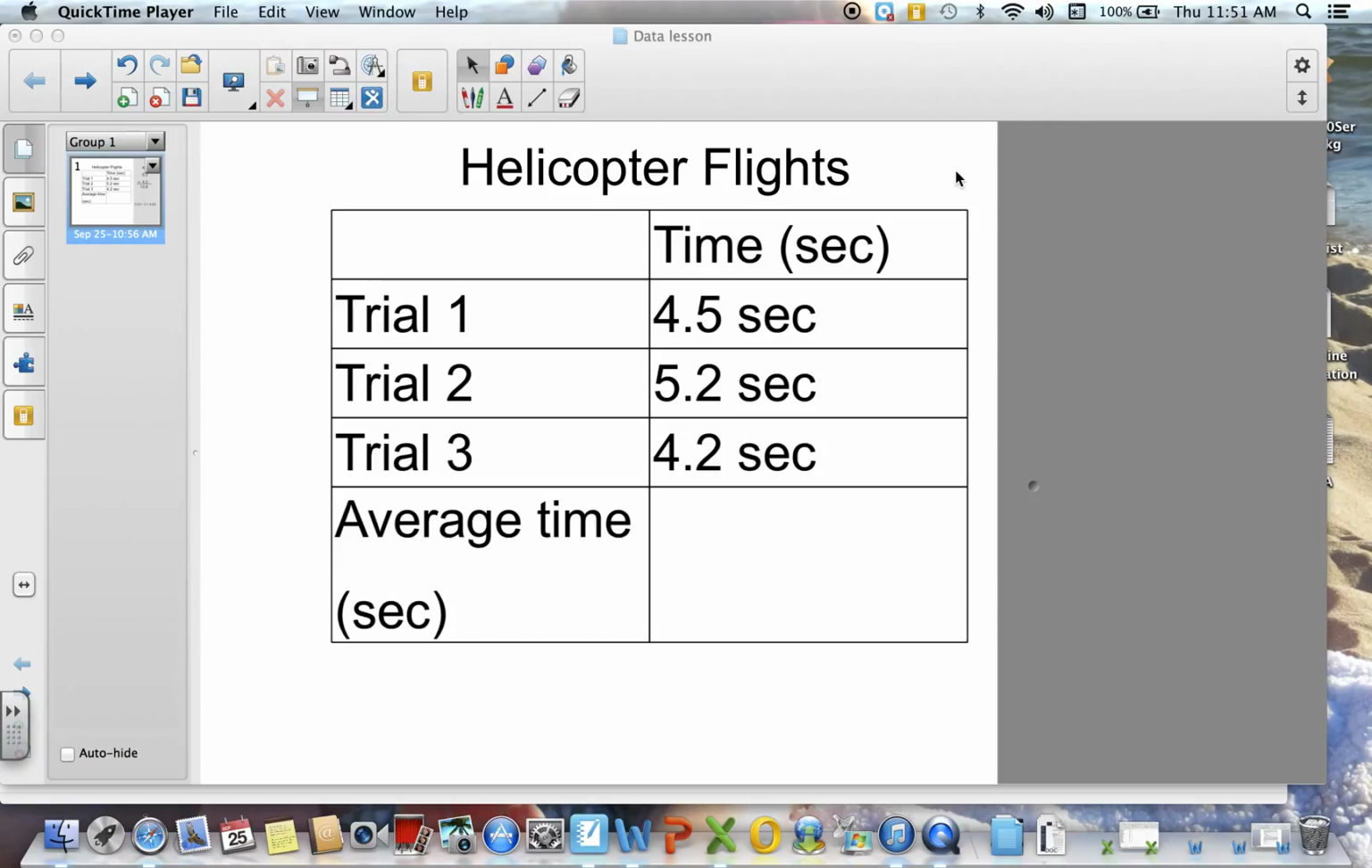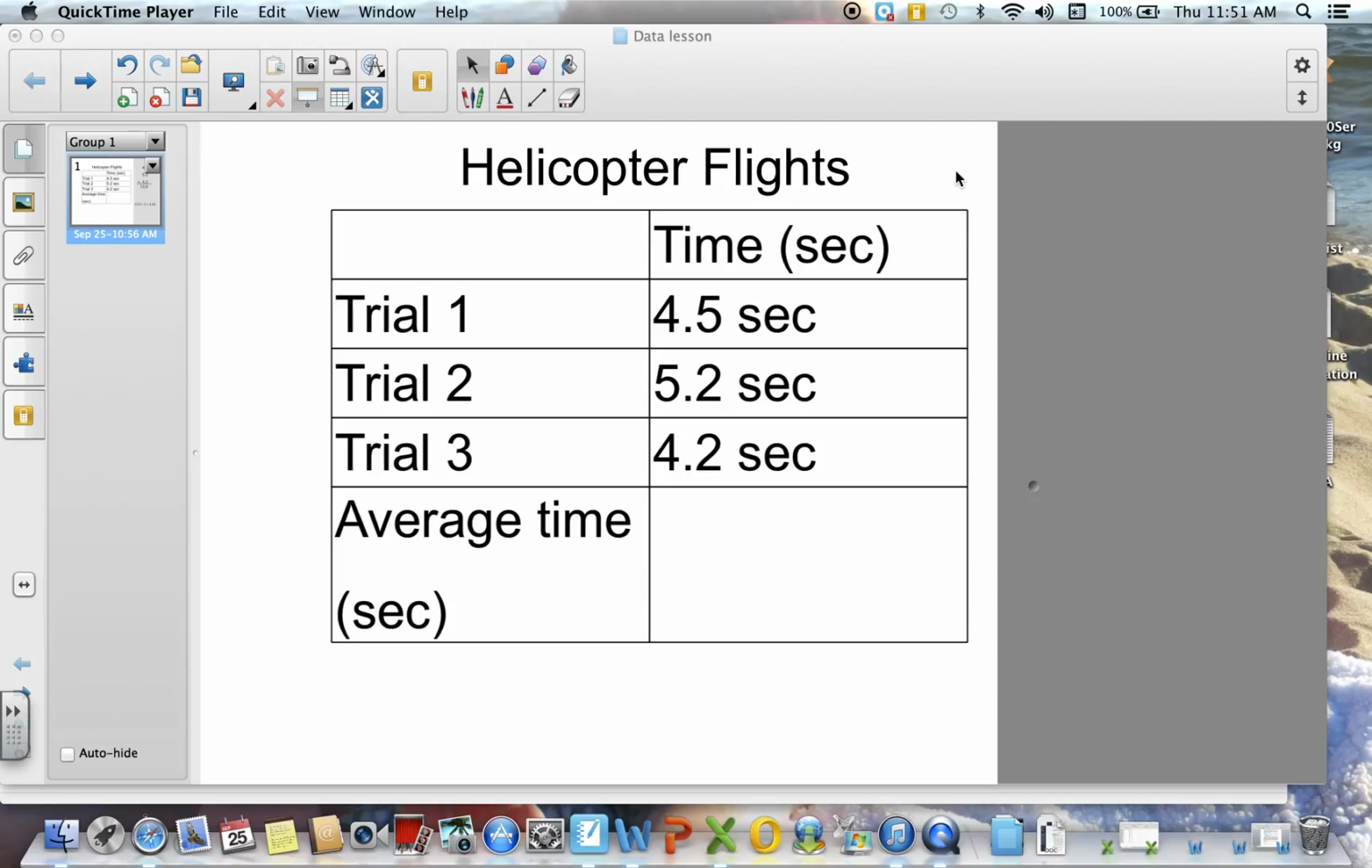So for example, you see there's a data table in front of you, and the title of it is Helicopter Flights, which goes with what we're working on in STEAM class. On the left side of the data table, you can see Trial 1, Trial 2, and Trial 3. And the second column you'll see is labeled with time, and in parentheses it says SEC, which stands for seconds. So each trial is entered in seconds for the time that it took the helicopter to fall.